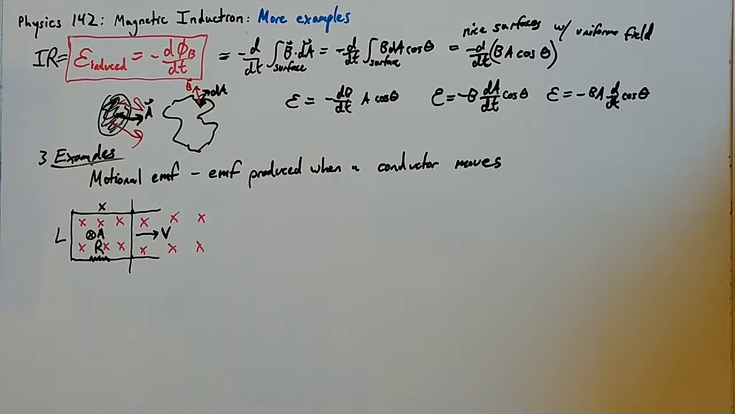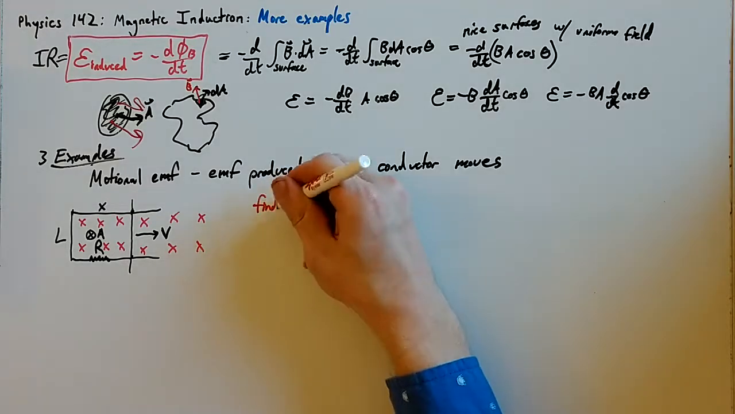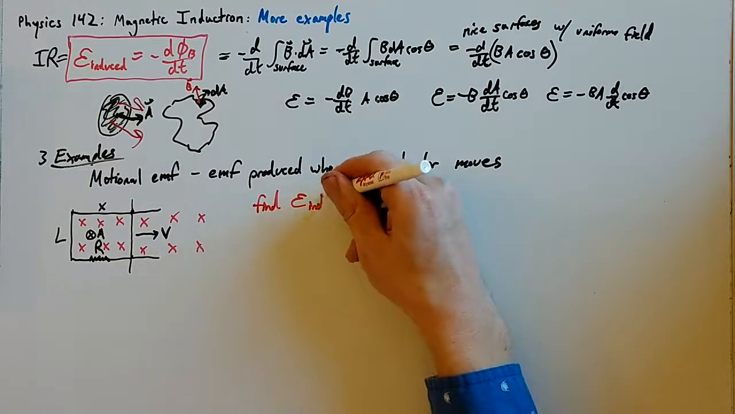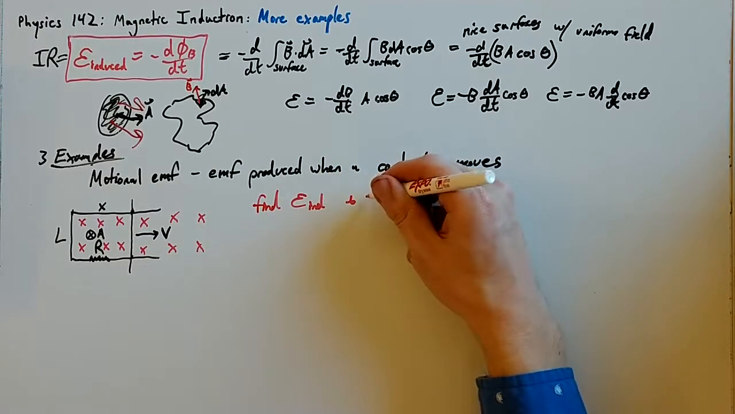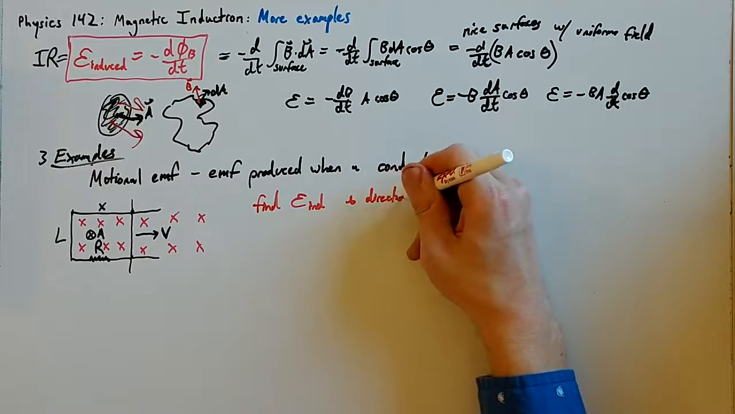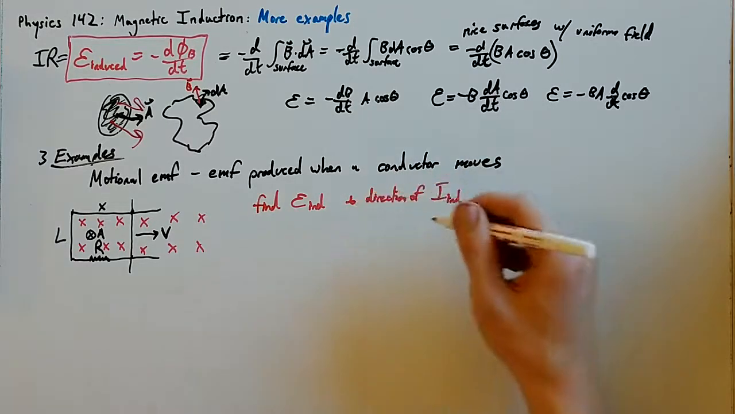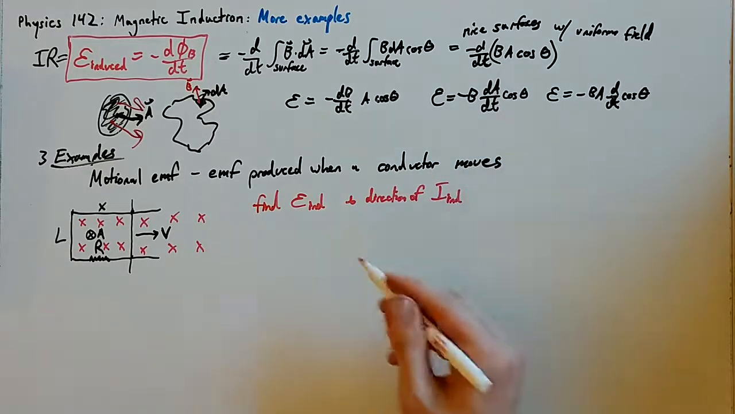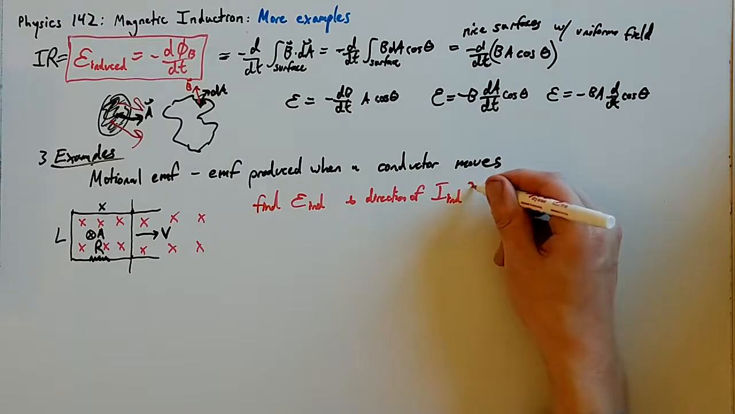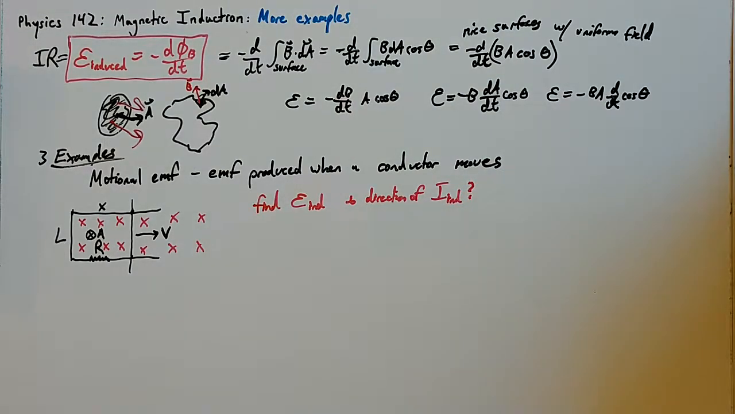What sort of EMF gets produced in this wire, and what direction is the induced current? So find the induced EMF and direction of I induced. And actually, we can also find the value for I induced. That also will be a good thing for us to work out. So, how do we do it?